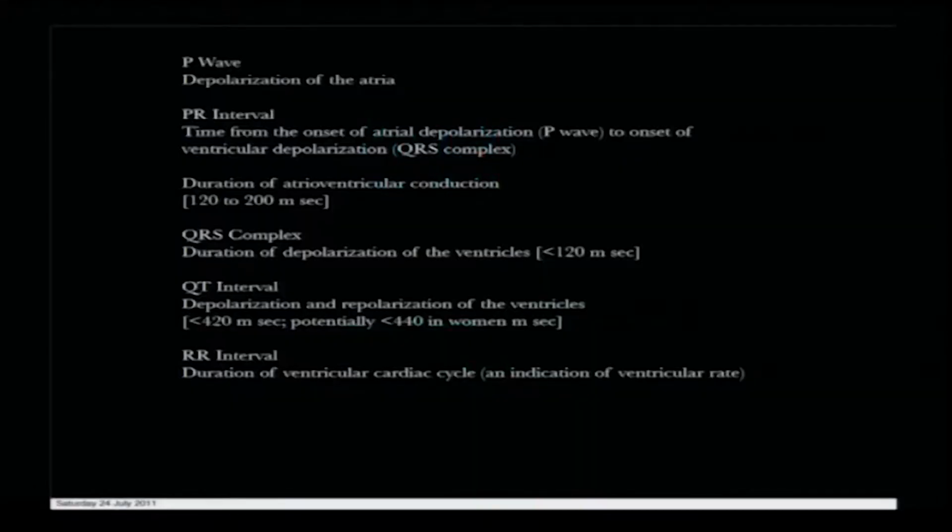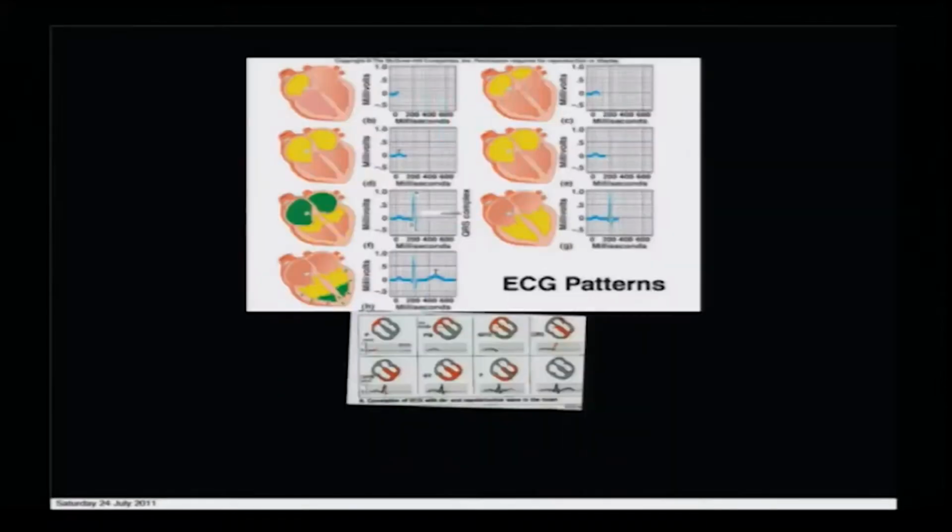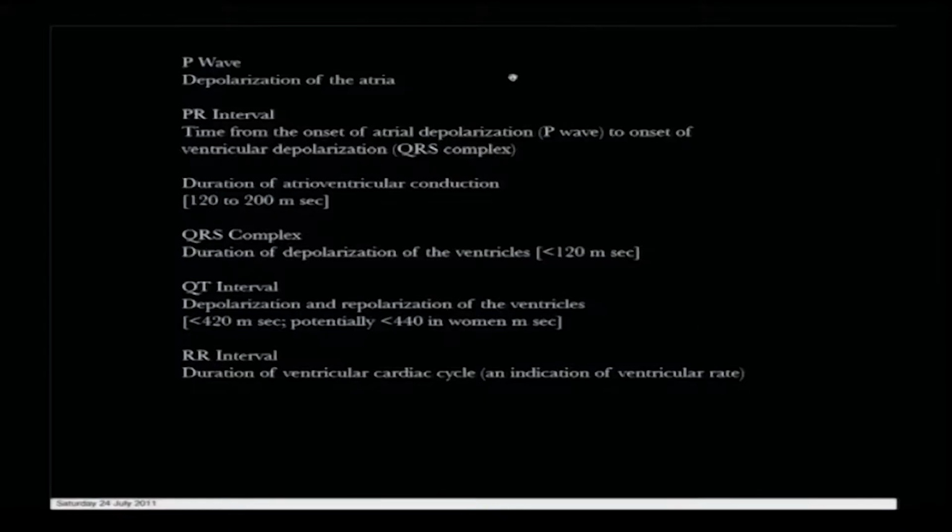Now, what do these individual waves stand for? The P wave stands for the depolarization of the atria. The PR interval is the time from the onset of atrial depolarization, that is the P wave, to the onset of ventricular depolarization. Because this is the process of depolarization and repolarization. So, the first part is the atrial depolarization, where the upper chambers are getting depolarized and the P wave is getting generated. If you correlate this with this picture, this is the depolarization process which is going on. So, now coming back.